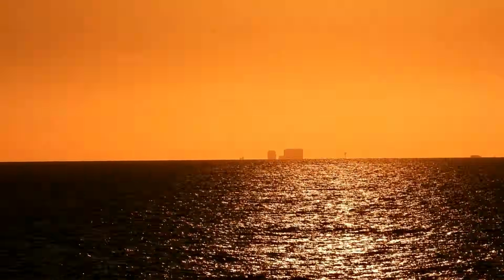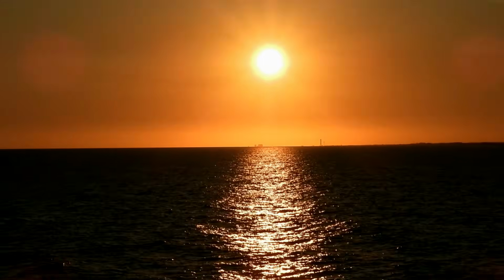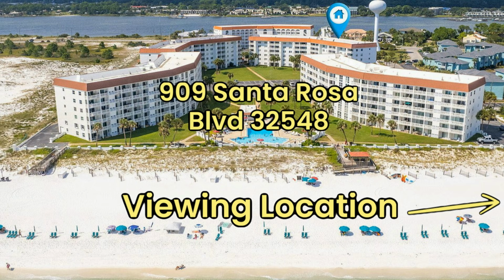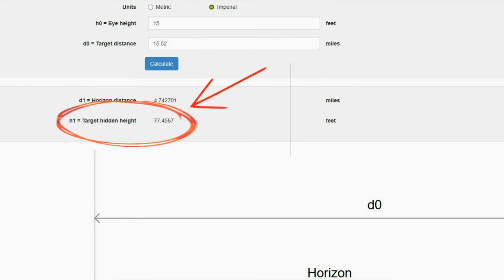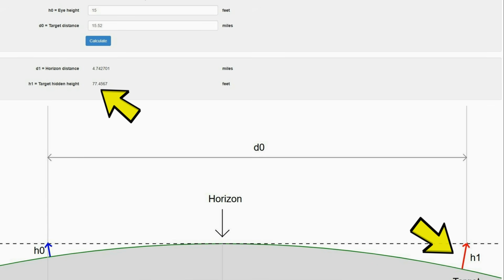Let's repeat the observation. This next location I'm viewing the condos from is on a boardwalk with an observer height of 15 feet and a distance of 15.52 miles. That gives us the target hidden height, H1, of 77.45 feet. We should only be able to observe the top 22.5 feet of the building. Again, we seem to be observing a lot more.